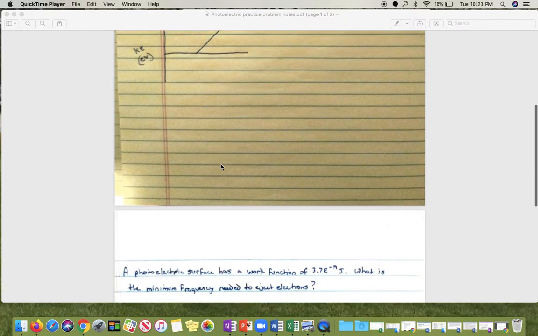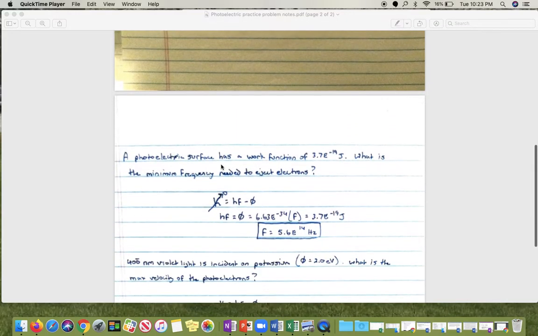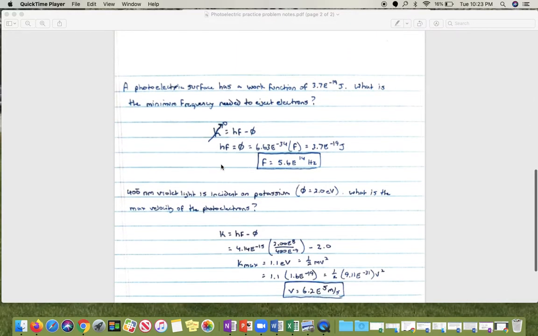All right, let's move on to a couple of practice problems. And I have no idea why my camera took one page as yellow and then the other page like this, but that's okay.